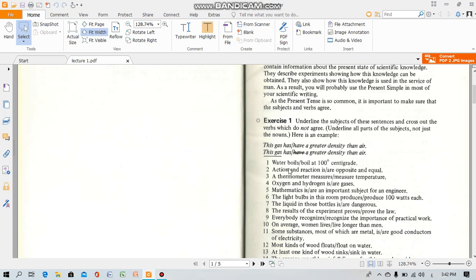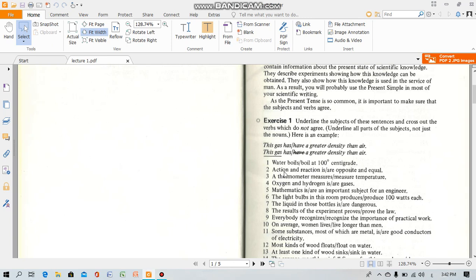Now we should select the correct verb between these two verbs. Since we have water, which is singular, we should use the verb which contains the S, the third person singular. Okay? Or in Arabic, S الشخص الثالث. Water boils at 100 centigrade.